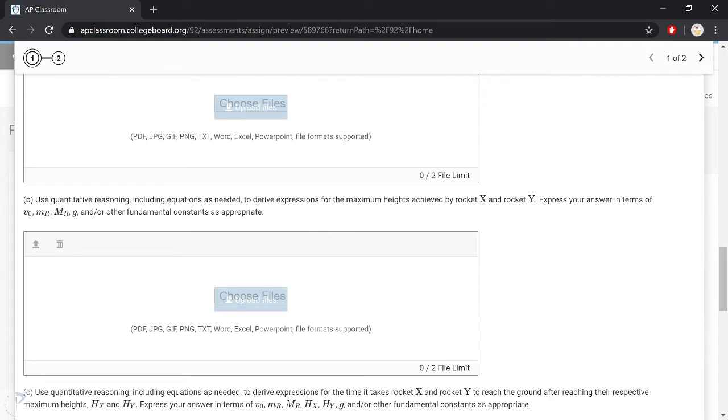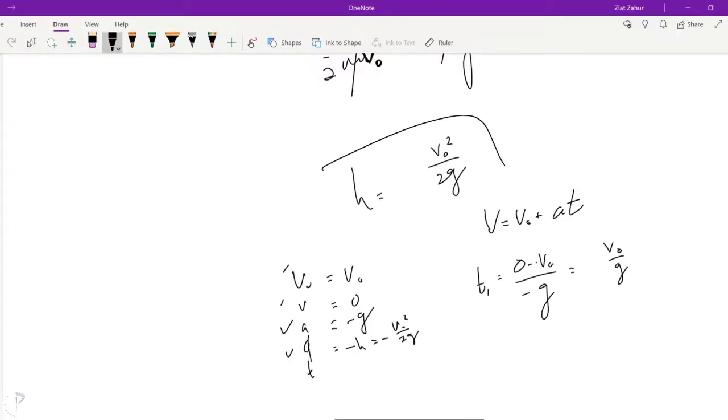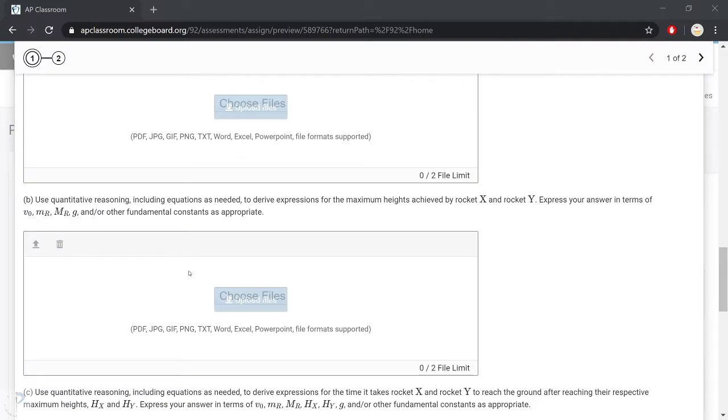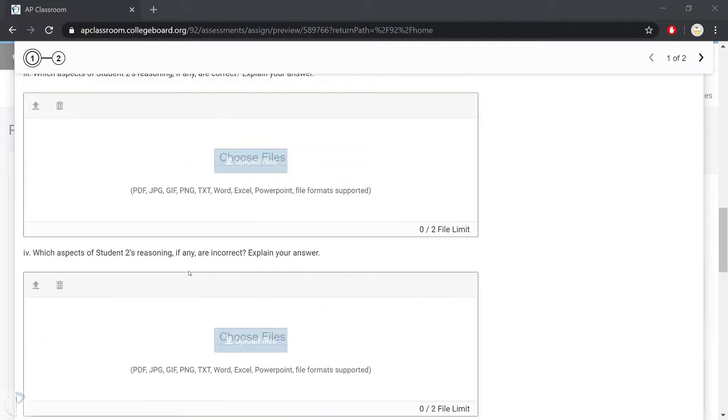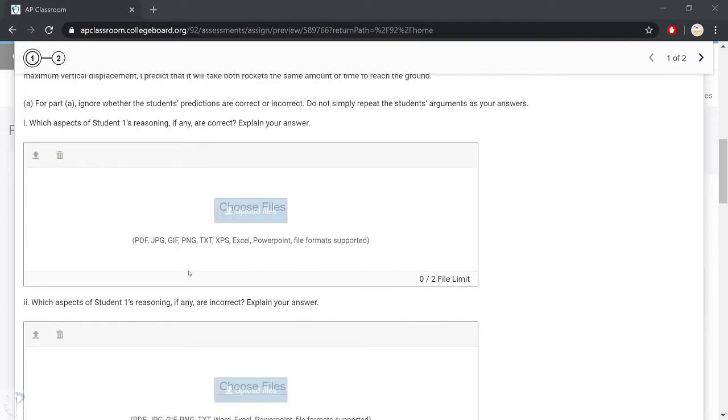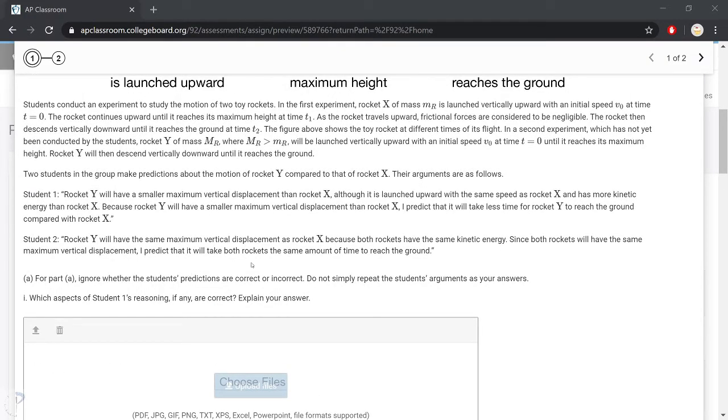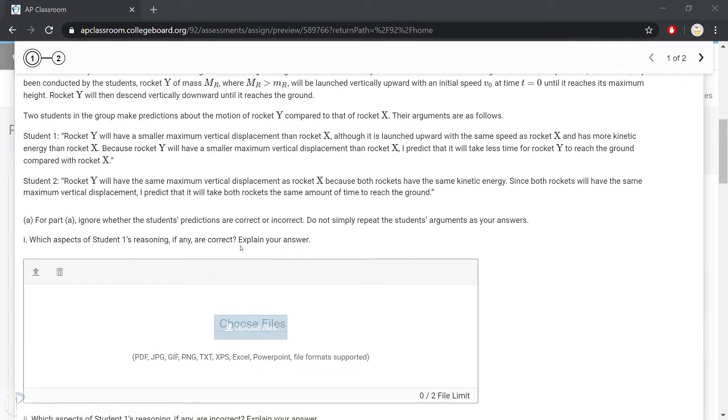Okay, so the equation that we got in Part B was the height equation. The height equation is v0 squared over 2g. And then let's take a look at how this could be used. We can now state that gravity is the same for both. H is directly related to the square of the initial velocity, and the initial velocity is the same.